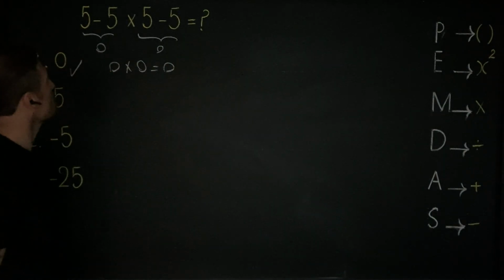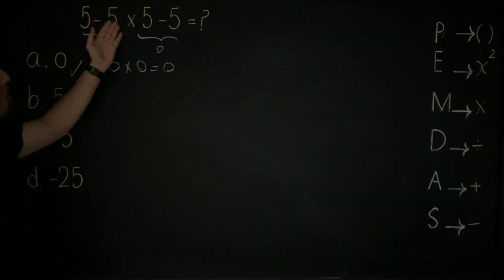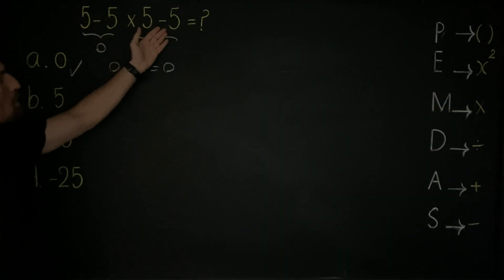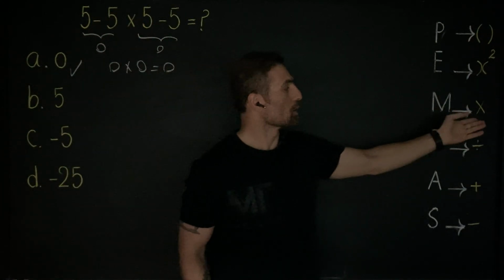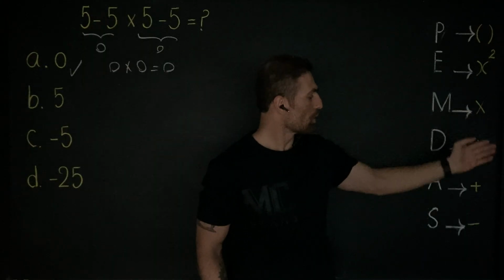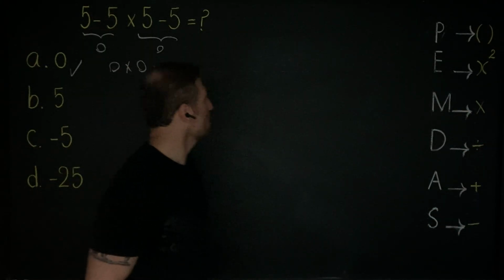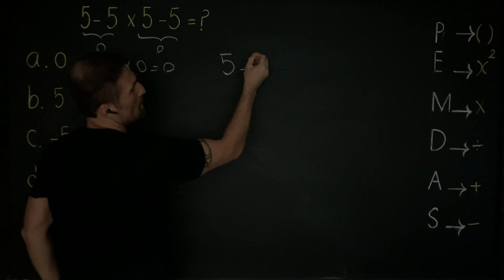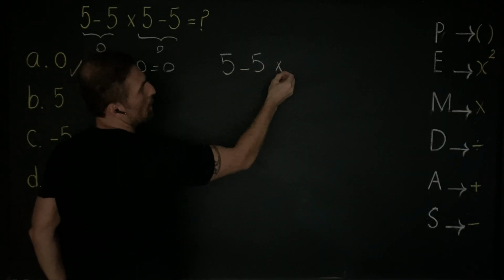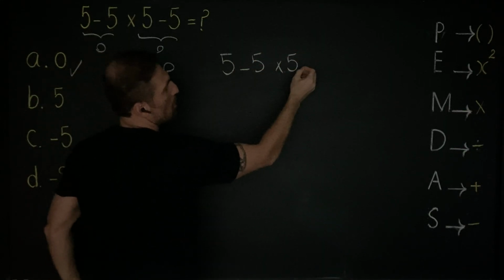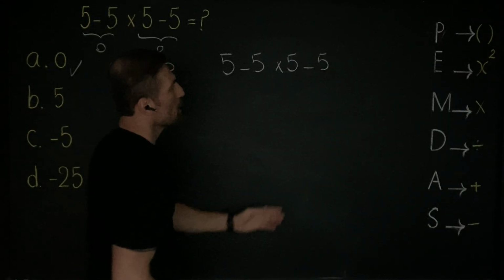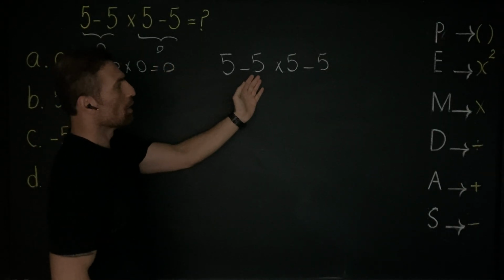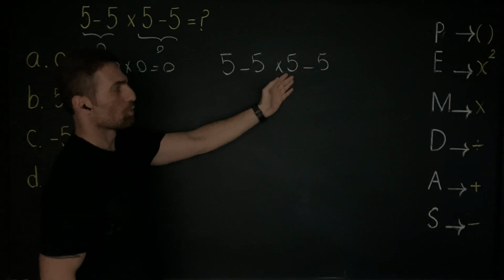For example, in this case, we have subtraction, multiplication, and again subtraction. So we need to start with multiplication, then we can work on subtraction. Let me rewrite the question. 5 minus 5 times 5 minus 5. So we need to start with multiplication. 5 times 5 is going to be 25.